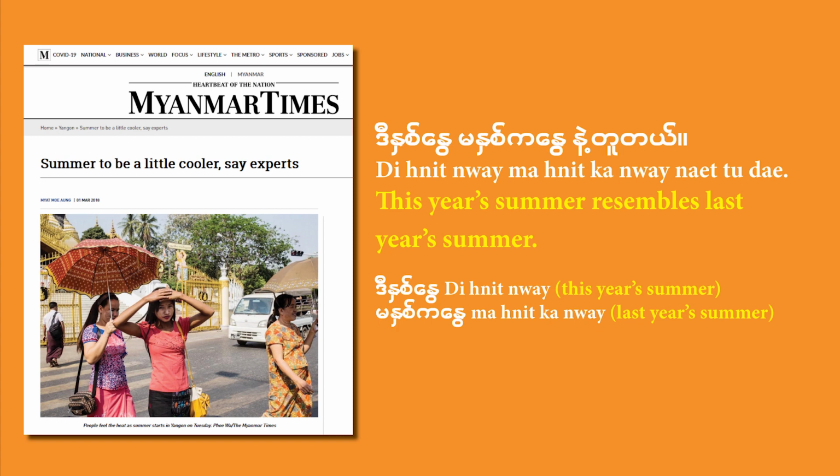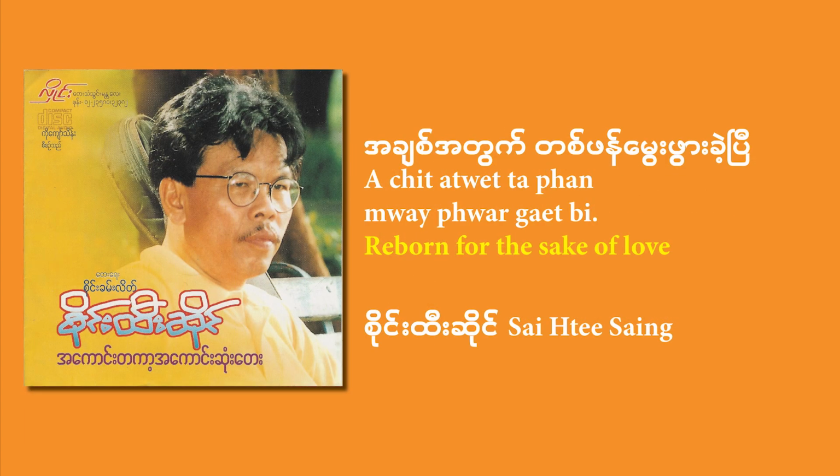But what if you want to say this year's summer is hot like last year's, or Kelly is beautiful like Angelina Jolie, or this house is big like a palace? You want to throw in a description to specify in which way your subject resembles the other thing you're comparing it to. For that example, let's listen to another song.